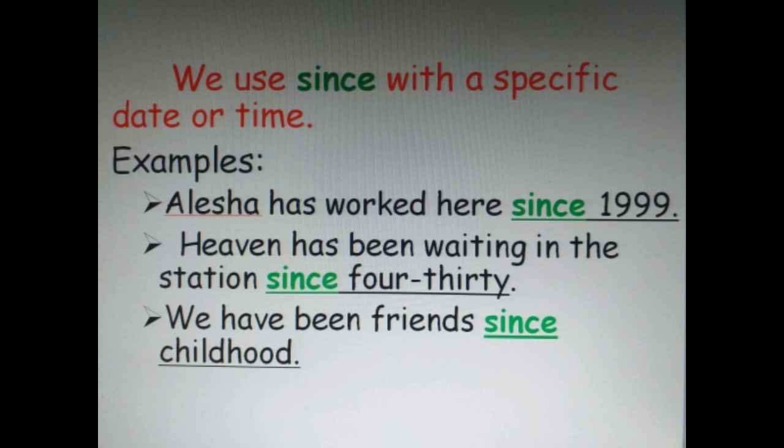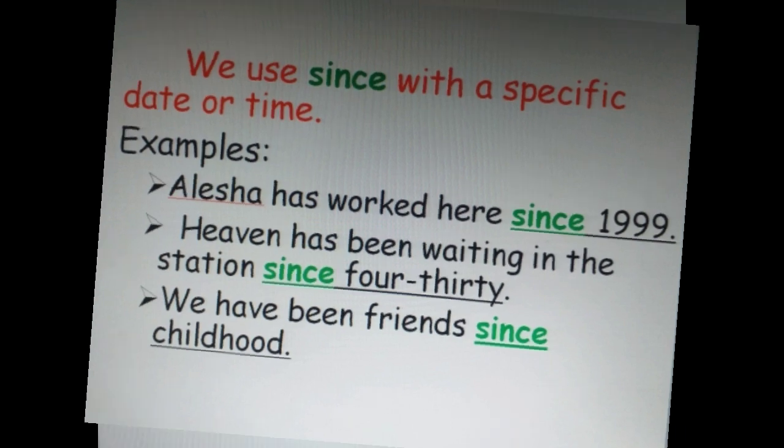For examples, Alessia has worked here since 1999. So since plus a specific date or time, which is 1999. Next, Heaven has been waiting in the station since 4:30. So we use since plus a specific time, which is 4:30, since 4:30. Next, we have been friends since childhood. So since plus a specific time, and that is the time of your childhood, since childhood.